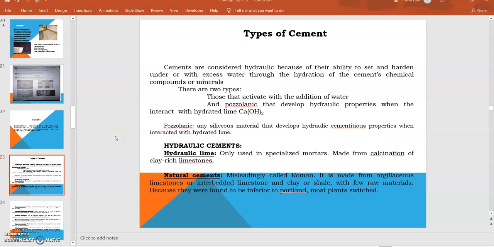Welcome students. Now we are going to discuss the next artificial construction material, that is types of cement. Cement. So our new product is cement. As we discussed in an earlier chapter, cements are considered to be hydraulic because of their ability to set and harden within contact with water through the hydration reaction.